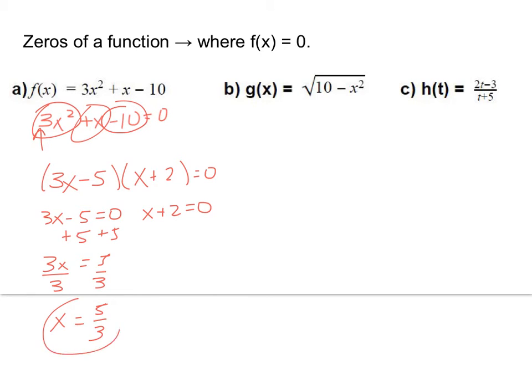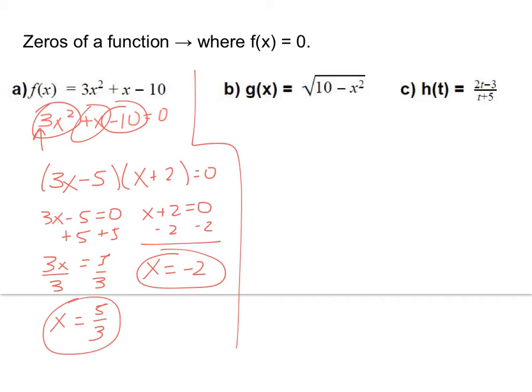So that's one of my x's where it's going to be equal to 0. Subtract 2 from both sides of this one, x is equal to -2. That's my other 0 there. So those are my zeros where f of x is equal to 0.